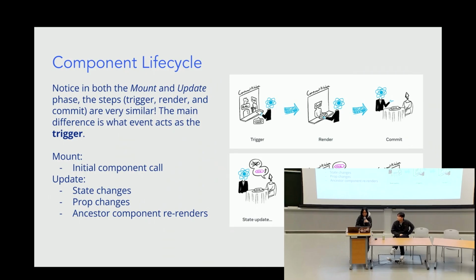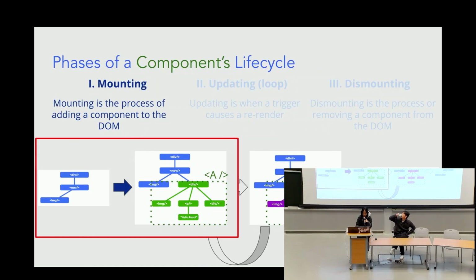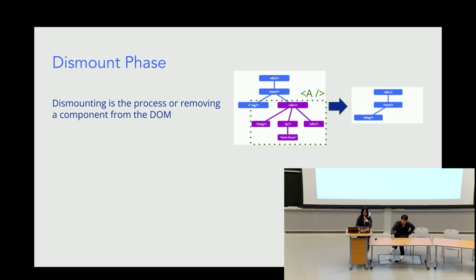Okay, so that's the update phase. And lastly, we have the dismount phase. This one is the process of removing a component from the DOM. So there's not much to say on that. It's just like when you click away from a web page or a website, you're no longer using or displaying that component, so you remove it from the DOM.